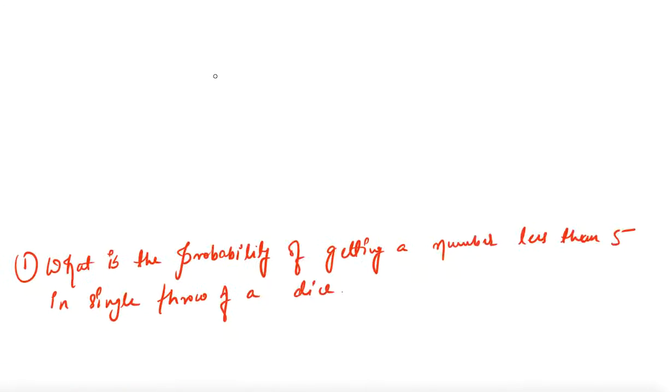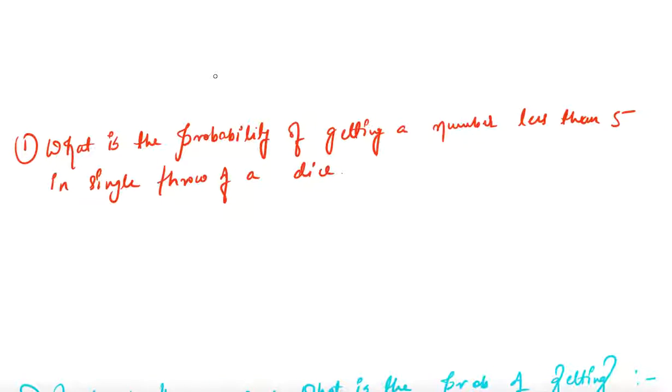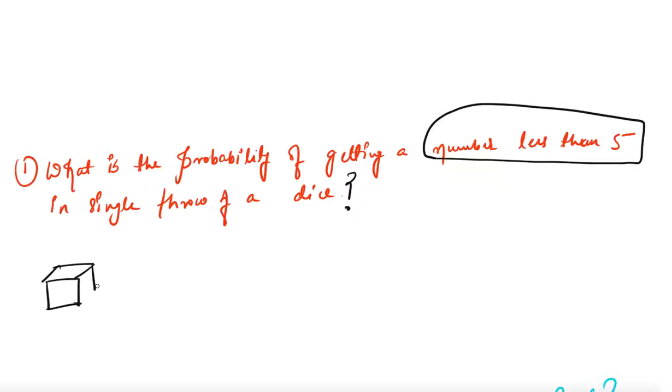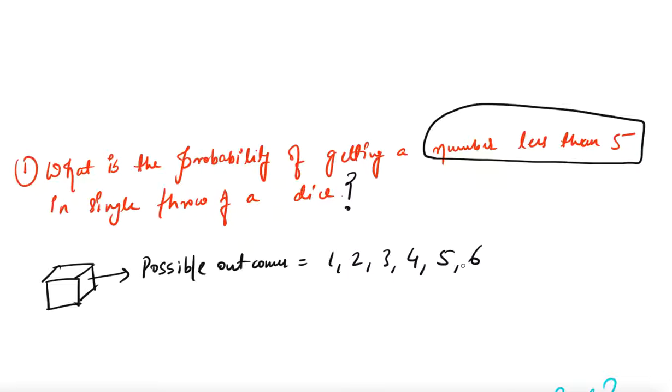The first question is, what is the probability of getting a number less than 5 in a single throw of a dice? I'll again repeat the question. What is the probability of getting a number less than 5? This is a very important line, less than 5 in a single throw of a dice. Now see, when you throw a dice, you know what the possible outcomes are: 1, 2, 3, 4, 5 and 6. Only these 6 things you can get.